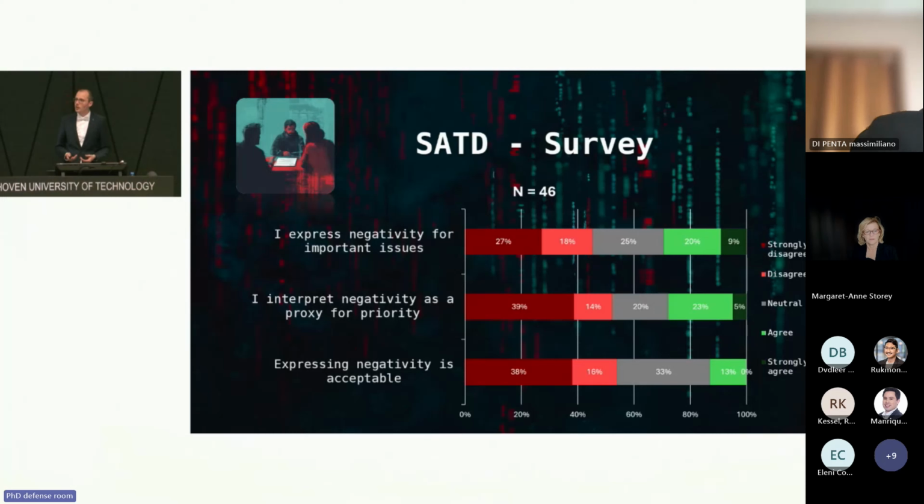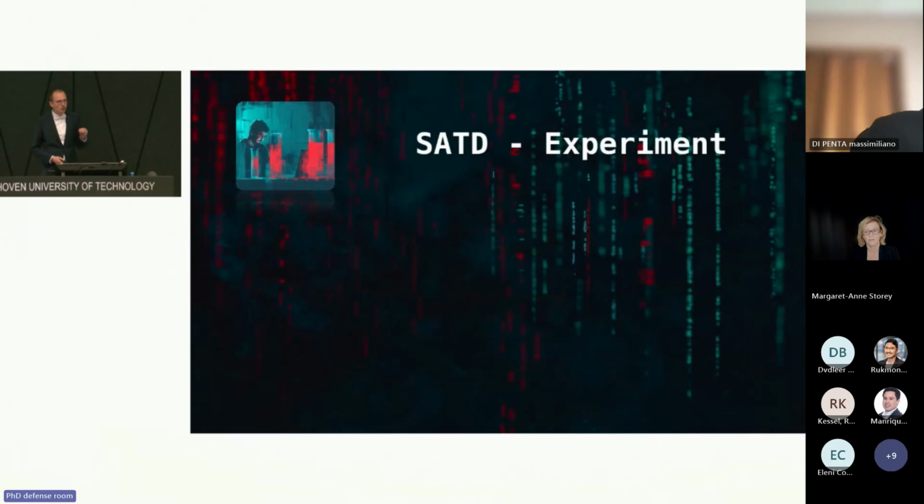Now, of course, we all know from research that sometimes there can be a very large gap between what people say they do and what people actually do. So to investigate this further, we conducted a follow-up experiment. The goal of this experiment was to dive into this question: does the presence of negativity actually affect the way developers estimate or perceive the priority of the self-admitted technical debt?